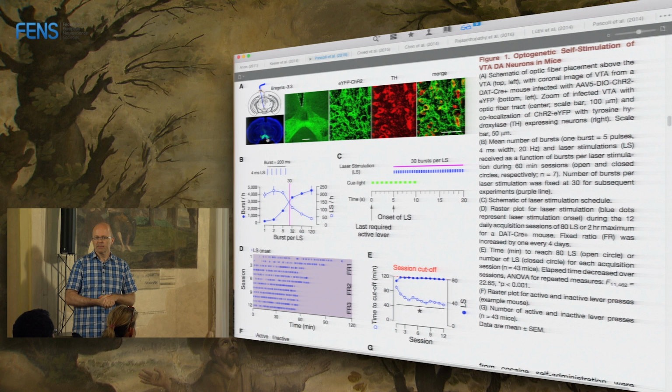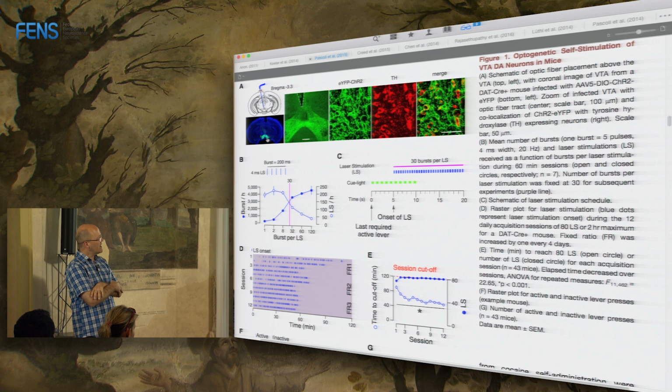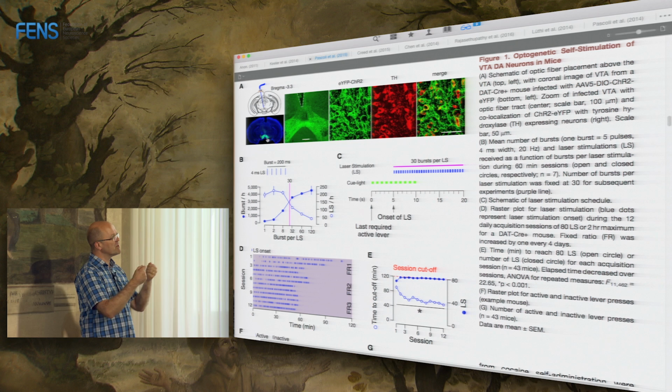What did we do here? You calibrated the bursts per lever press. Yeah, so now we want to not just have a single shot, but have an idea of the lever presses, and we calibrated and looked at the laser stimulation per hour, which would be the most efficient one.